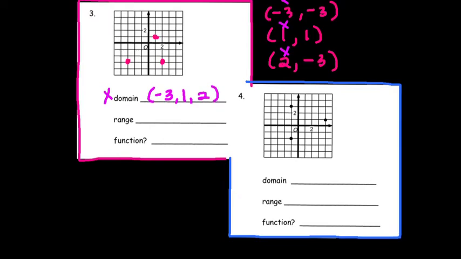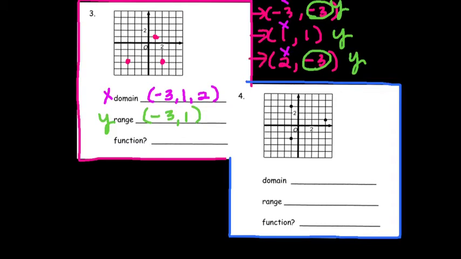Okay, the range are all the y values. So that's the second number in each of these values. So we have -3, 1, and -3. Now, notice the y's did repeat, but that doesn't matter whether it's a function or not. I only look at the x's to determine if it's a function. Because the y's repeat here, though, I am only going to write that -3 one time. I don't need to say it twice, so I'm just going to put -3, 1 for my range. And then to determine if it's a function, none of my x's repeated. Remember, that's what I'm looking at to determine if it's a function. Since none of the x's repeated, it is a function.